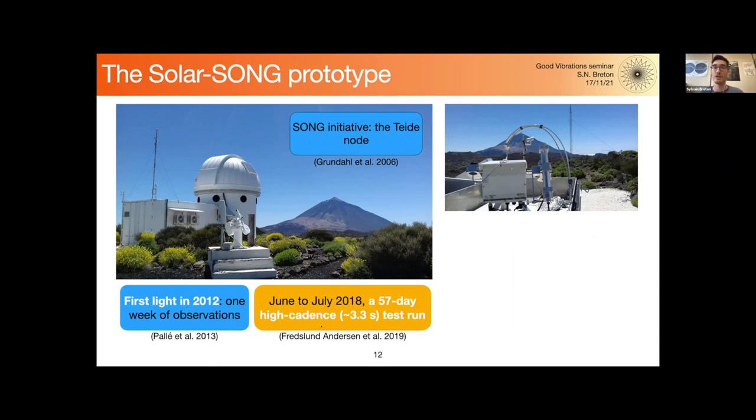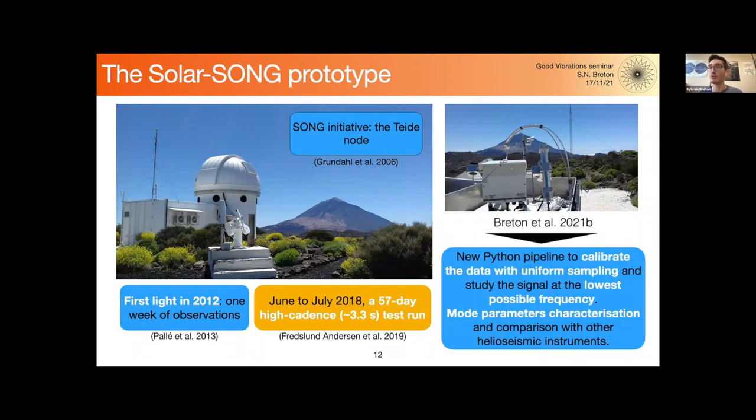2013. In June to July 2018, a 57-day high cadence test run, with spectra acquired every 3 seconds, was performed. The first outcomes and the first results from this run, with global helioseismic parameters, were presented in Fredslund Andersen et al. in 2019. And so my work was to go deeper in the analysis of this dataset.